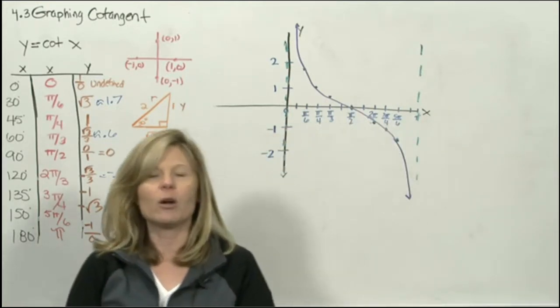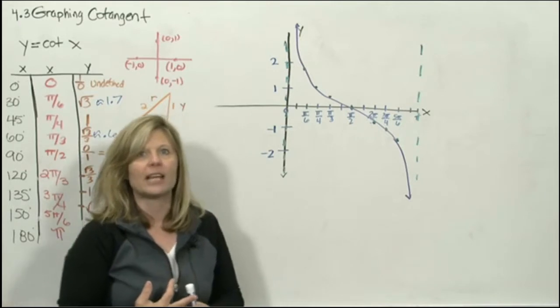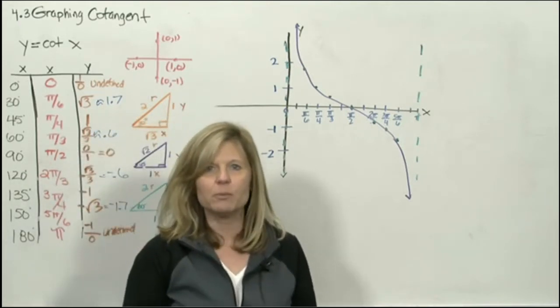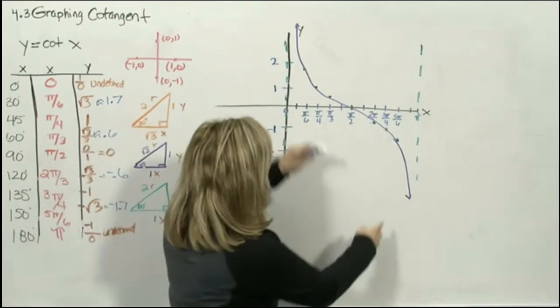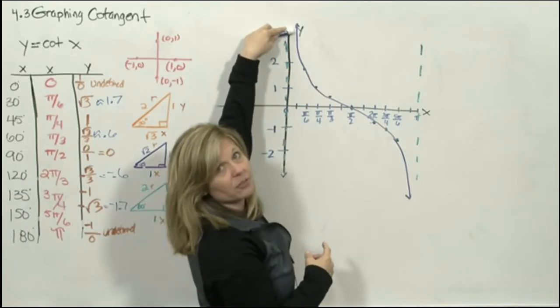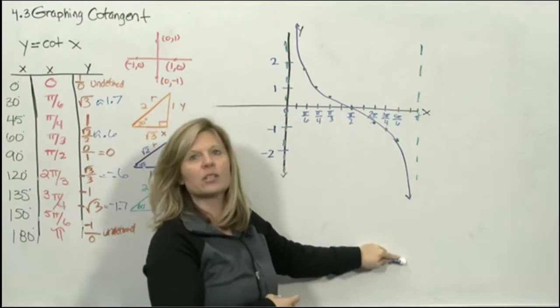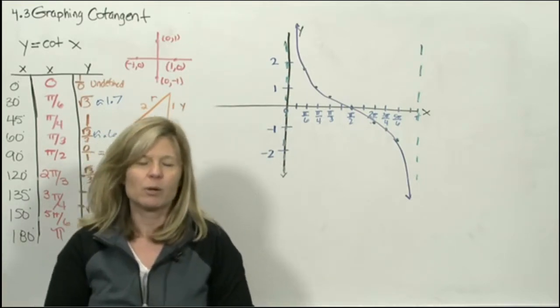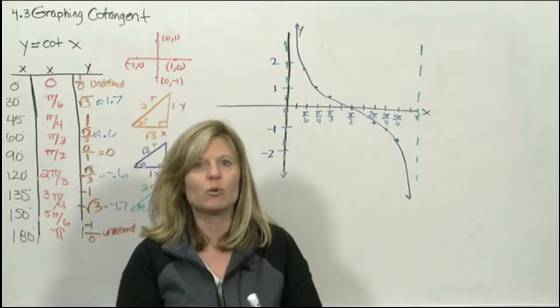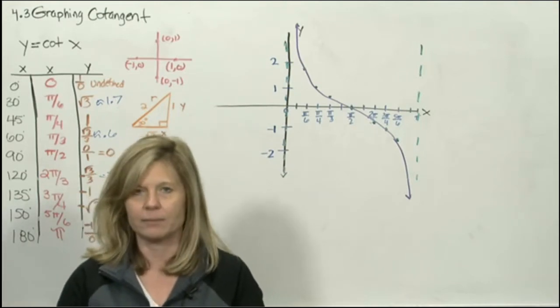The second thing I want you to notice is we have no amplitude for cotangent. Remember, what does the word amplitude mean? It means height. There is no height because the arrows indicate cotangent will go as high as it wants to positive infinity, as low as it wants to negative infinity. So when we talk about tangent and cotangent, you cannot say there's an amplitude or height.